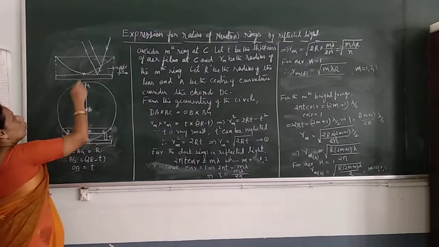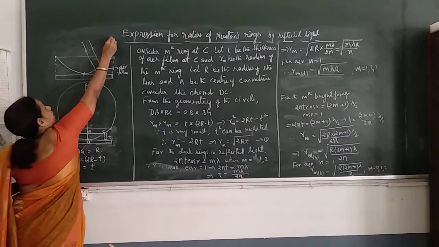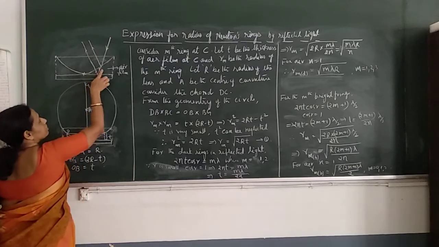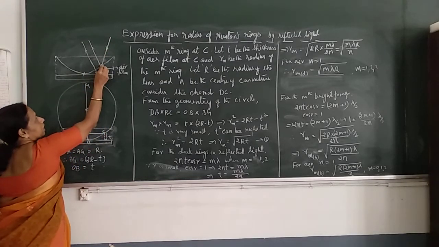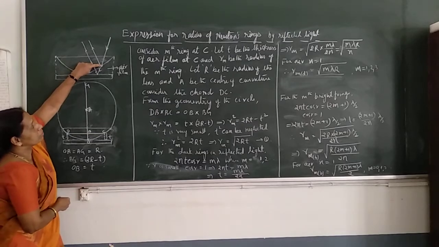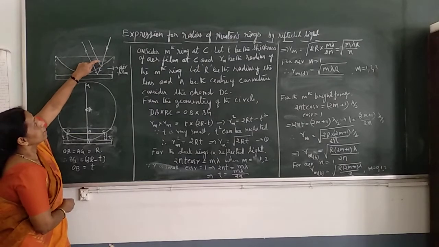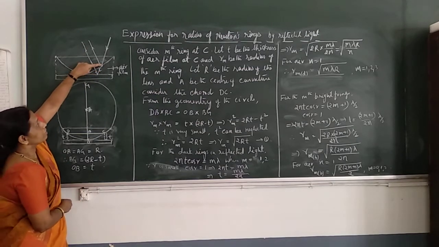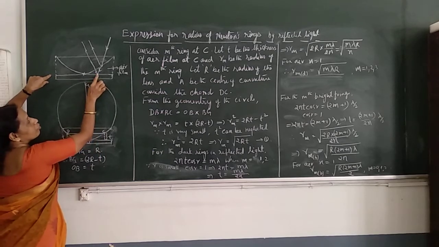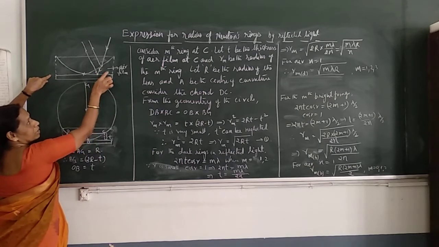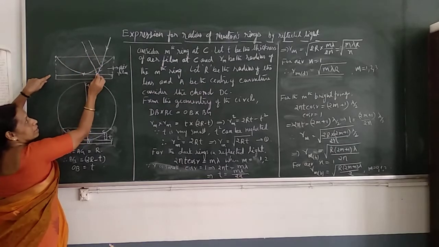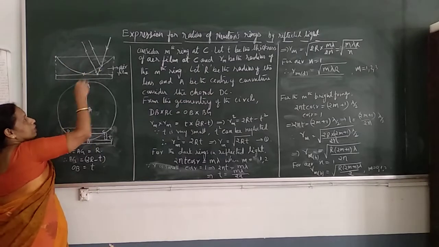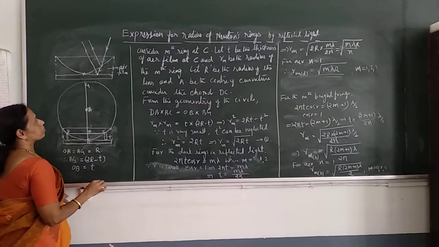Why? See here, the light is incident. This is the incident ray. A monochromatic light is incident normally on the setup. At this point, the upper surface of the air film, the incident ray gets partially reflected and partially transmitted. This transmitted ray again falls on the lower surface of the air film, between the lens and the plate. At this point again there is reflection and refraction. The refracted ray moves this way, the reflected ray moves in this direction.